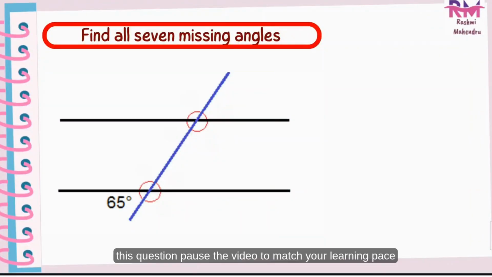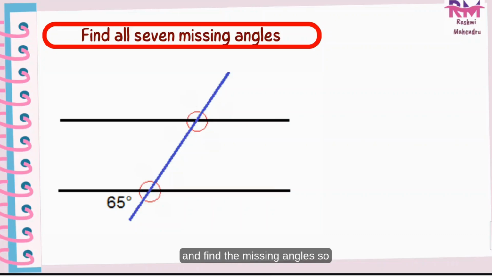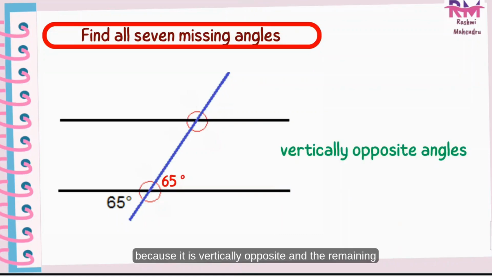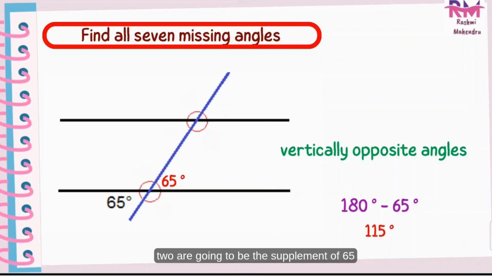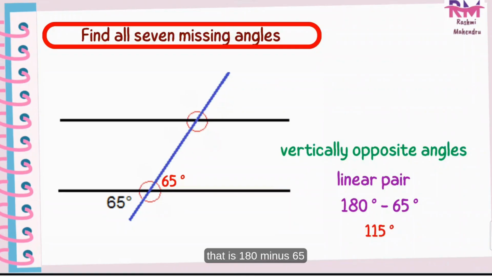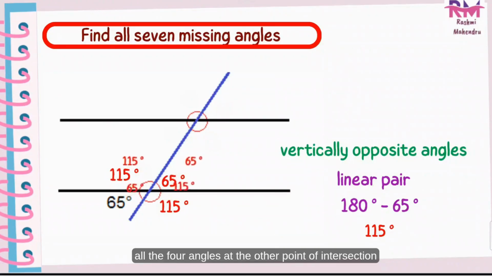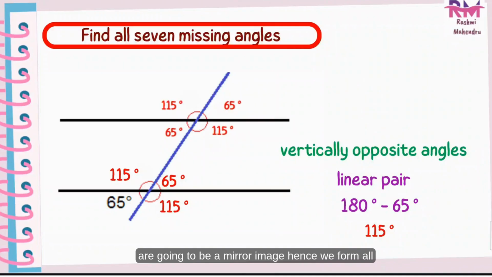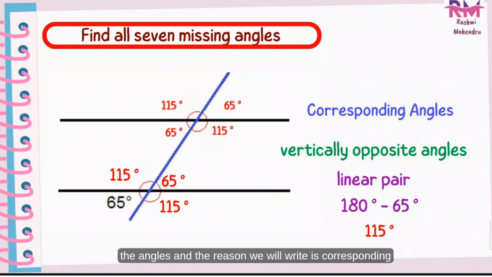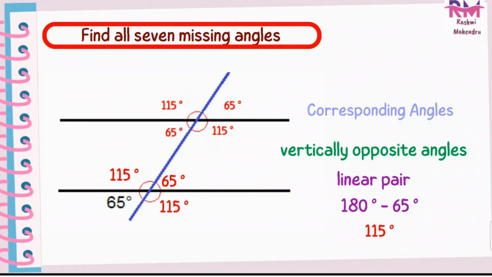Observe this question, pause the video to match your learning pace and find the missing angles. So, the angle right opposite this given angle is 65 degrees because it is vertically opposite, and the remaining 2 are going to be the supplement of 65, that is 180 minus 65. So the 2 angles are going to be 115 degrees, and all the 4 angles at the other point of intersection are going to be a mirror image. Hence we found all the angles, and the reason we will write is corresponding angles.